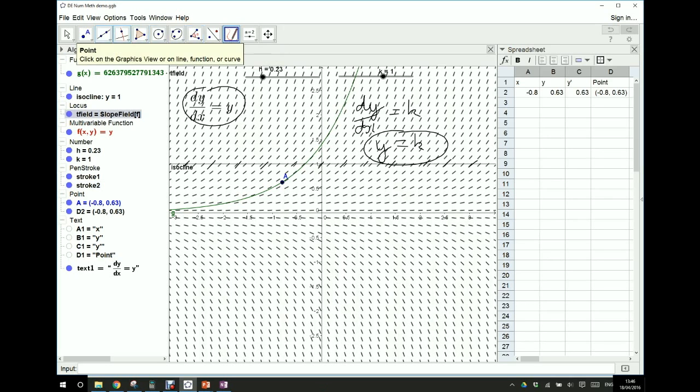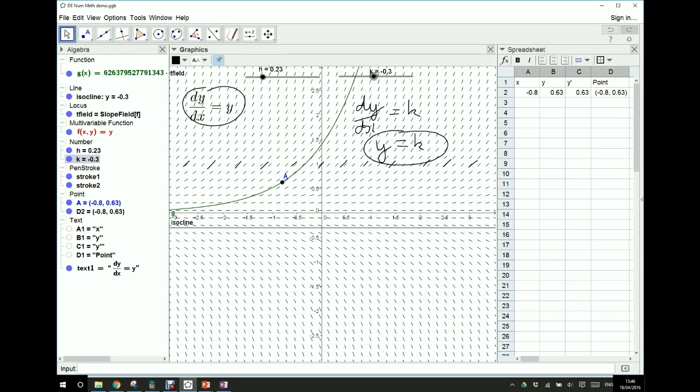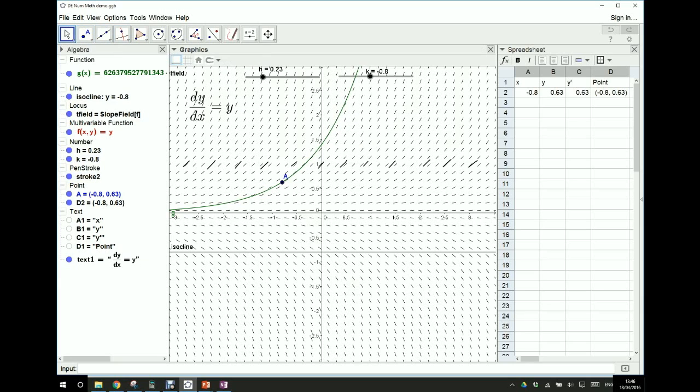And you can also see, as I change the k value, that every line this goes through is where the gradient is the same all along that line. So these isoclines, you need to know what they are, you need to know why they're useful, but you just need to know really what tangent fields are and how isoclines help you sketch them.